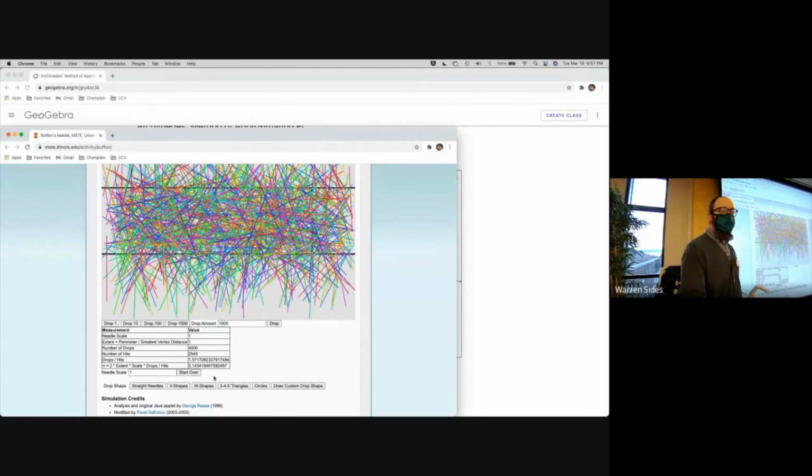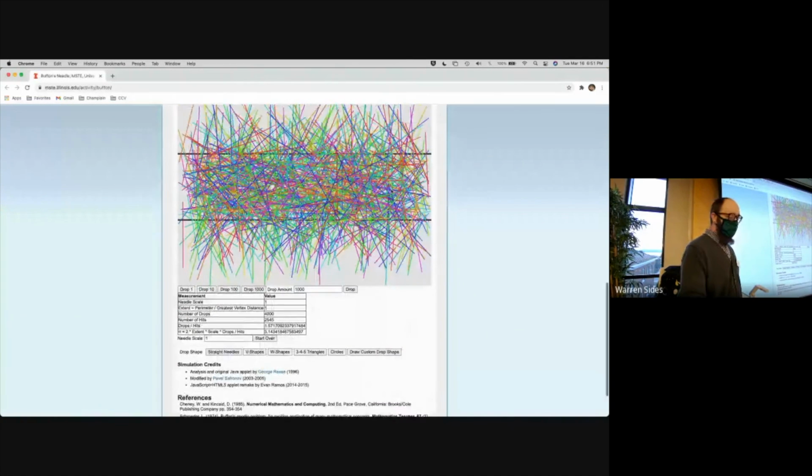Don't use this as an estimate of pi. Please do not simulate pi. That's not how this works. But it is an interesting thing. I'm sorry, my screen's weird. There it is. That's better. So it is an interesting thing that this works.